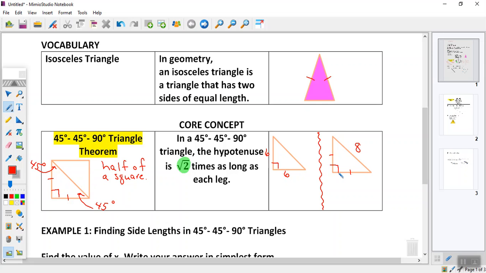Here's the concept that comes up with 45, 45, 90. First of all, read the theorem again for me. It says in a 45, 45, 90 triangle, the what? The hypotenuse is how many times bigger? Square root of 2 times as long as what? This is saying, what is each leg in this, kids? So the hypotenuse would be 6 times what value? Square root of 2 to be this length. They're saying that this hypotenuse is 6 times the square root of 2 times longer.